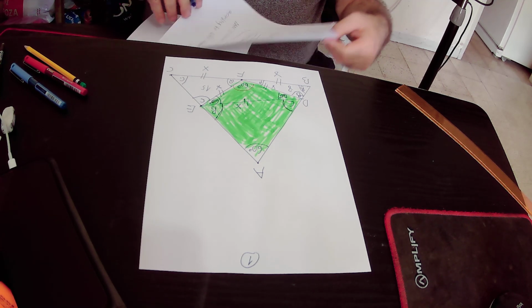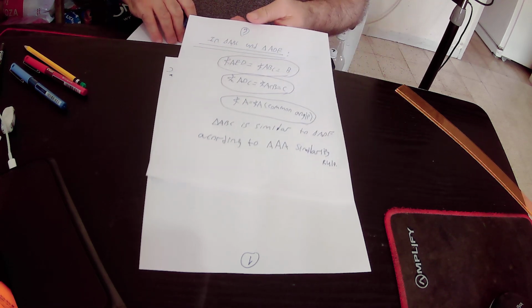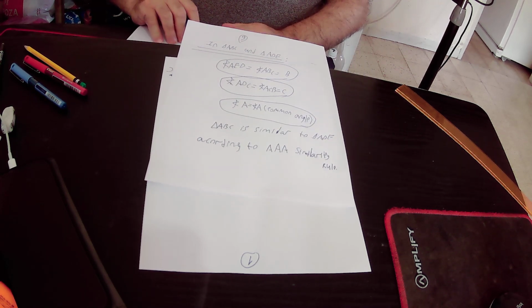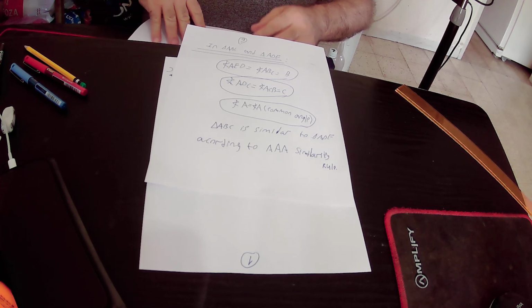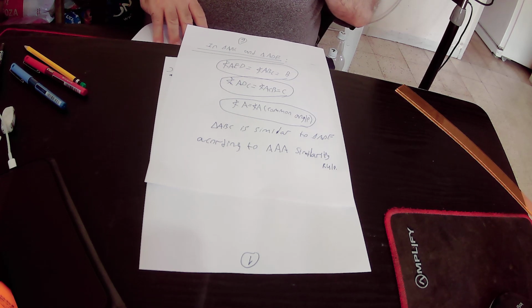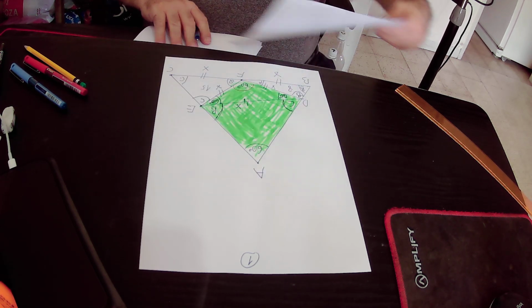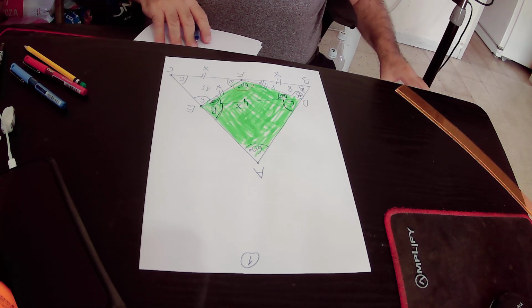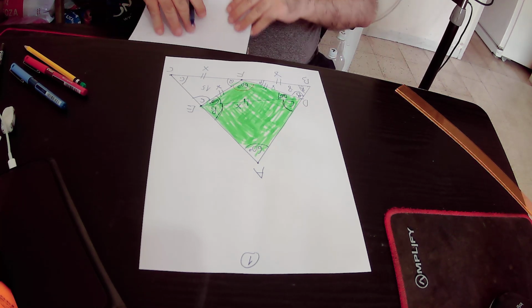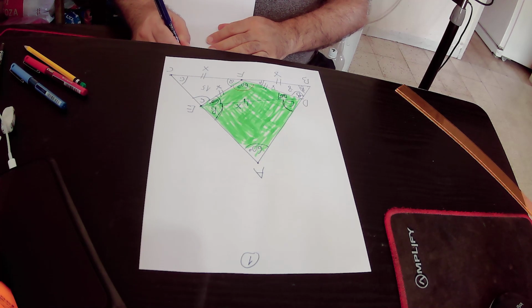Okay, triangle ABC is similar to triangle ADE according to the angle similarity rule. The angle similarity rule states that if two triangles have three congruent angles, then those two triangles are similar to each other. Okay, and also we have rule number 3.